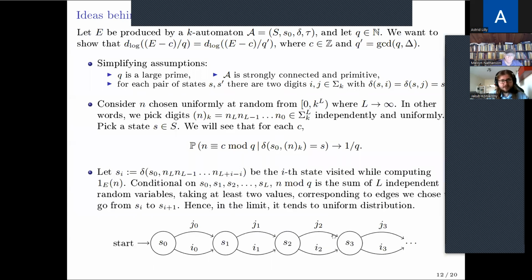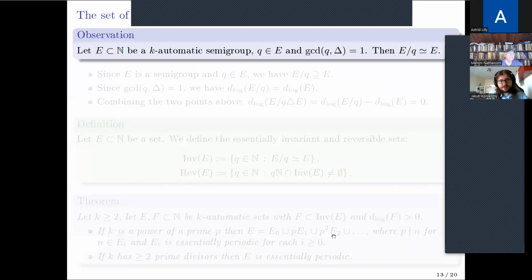Now the time is running, so I will skip an outline of this proof and let me move on to how we are going to use that theorem. A crucial advantage that this theorem gives us is that we can use it to find multiplicative invariance of our set. So suppose that we have an automatic semigroup E, and that we can find some element q of E that's co-prime to this constant delta from the previous slide. Then I claim that E divided by q is essentially equal to E.